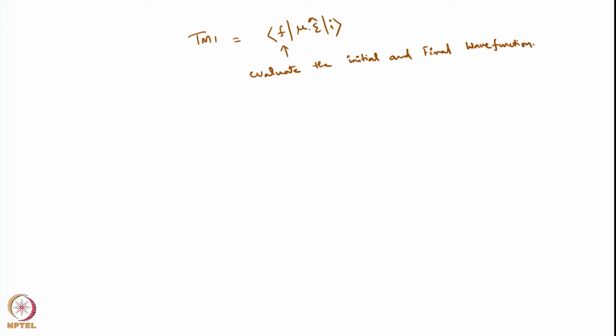Now, one of the interesting things that you will still need to evaluate in your transition moment integral, when you write TMI equal to ⟨f|μ·ε|i⟩, is the fact that we still have to evaluate the initial and final wave functions. Throughout the course up till now, we have assumed that we have a Hamiltonian H naught such that H naught ψi is equal to Ei ψi and H naught ψf is equal to Ef ψf. We have assumed this all along, but we still do not know what H naught is precisely.